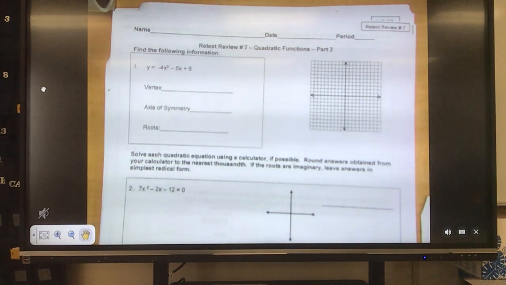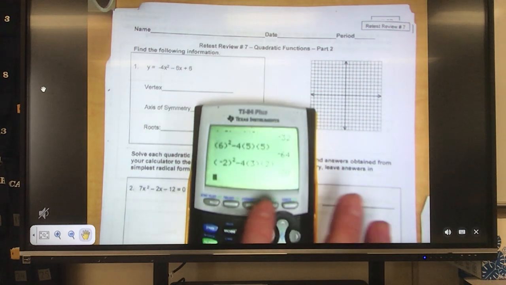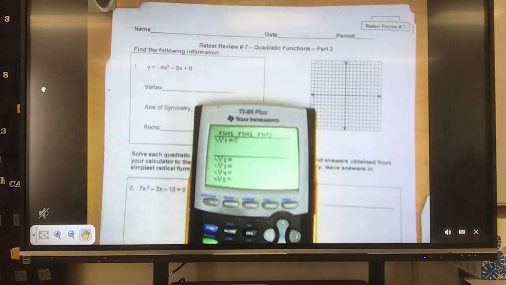We don't know what kind of garbage our calculator is going to have in it from the class before us. That's no problem. We can start off by hitting zoom and then zoom standard, number 6, and it'll give us our standard window. I don't care about what's in there right now, because I'm putting my new equation in anyhow. So I hit y equals, clear, and put that equation in: negative 4x squared minus 6x plus 6.